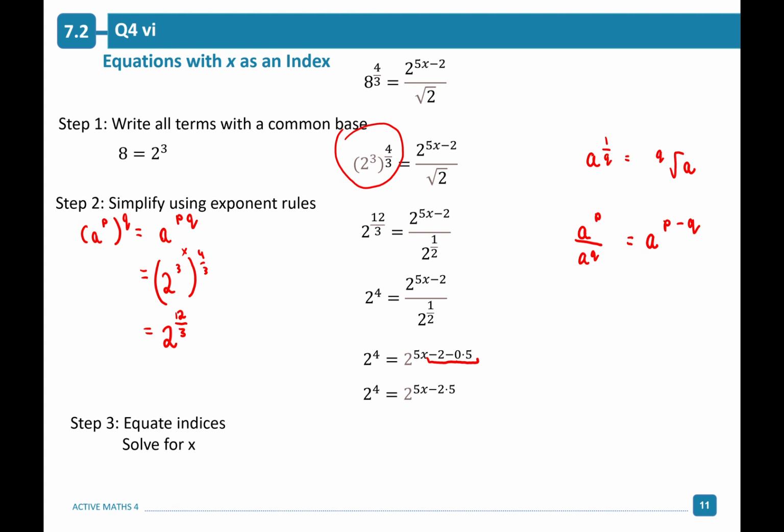In step 3, we're now going to equate our indices and solve for a value of x. So let me just take all of my indices and write it as its own equation. This gives me 4 equals 5x minus 2.5. Solving for x, I'm going to bring my 2.5 to the left-hand side, which gives me 2.5 plus 4 equals 5x. 6.5 equals 5x, and dividing by 5 gives me 1.3 equals x. Please pause and take down this example.